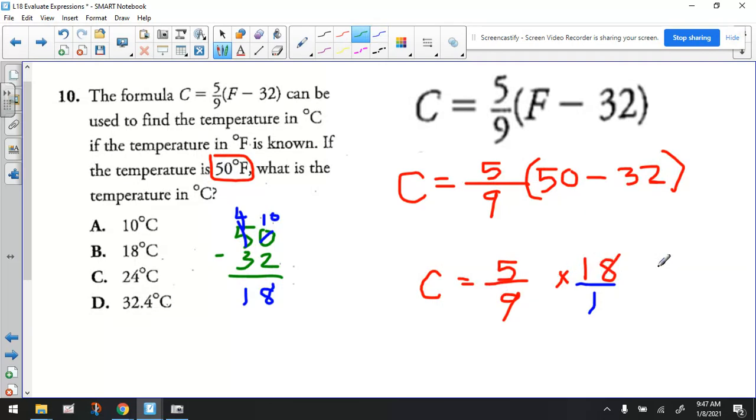Remember, we can always look for that GCF of any numerator and denominator and simplify it before we multiply. So if we divide this by 9, we get 1. And if we divide this by 9, we get 2. So the only thing left you have to do is figure out what 5 times 2 is, and if we divide that by 1, it's going to give us the same answer, and then look for the answer choice in the lineup of choices.